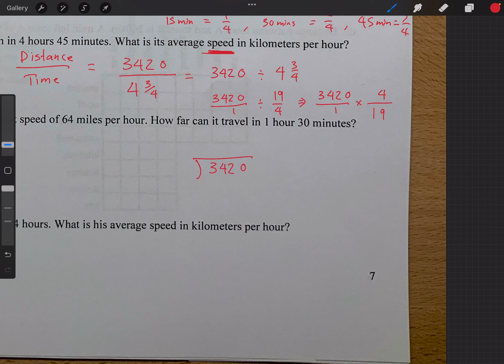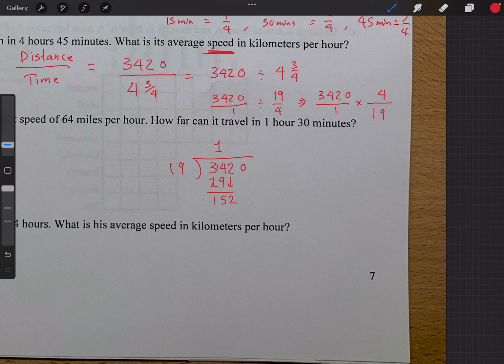3420 divided by 19. How many 19s go into 34? 2 times 19 is 38, so we can't use 2, we have to use 1. So that'll be 19. Take away 19, 4 take away 9 will be 5, this will be a 2. 3 take away 2 is 1, 15. Alright, so the remainder is 15. Bring the 2 down, you get a 2 there.